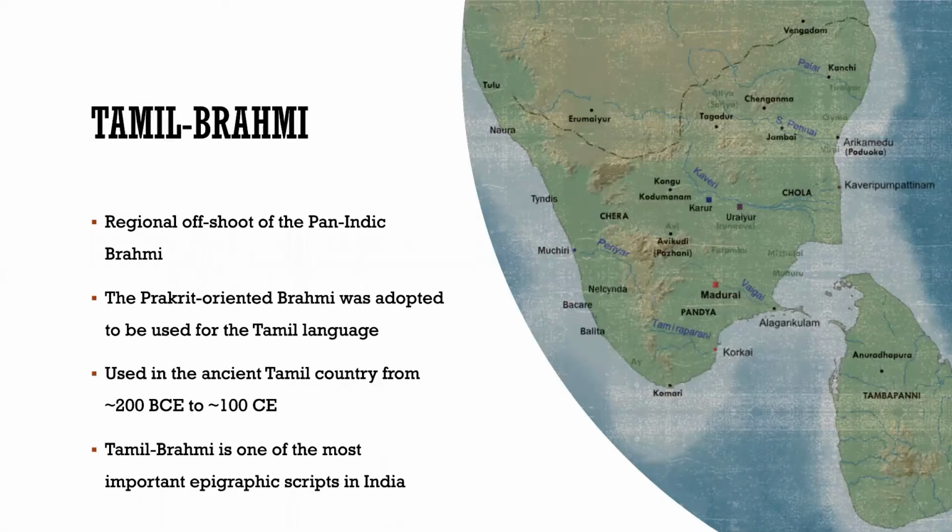So what's Tamil Brahmi? Tamil Brahmi is a regional offshoot of the Pan-Indic Brahmi. Brahmi as such was developed for the Prakrit languages, but it was later adopted for the Tamil language. It was used in the Tamil country from around 200 BC to 100 CE. It's one of the earliest attested scripts for Tamil. As such, it is one of the most important epigraphic scripts in India.